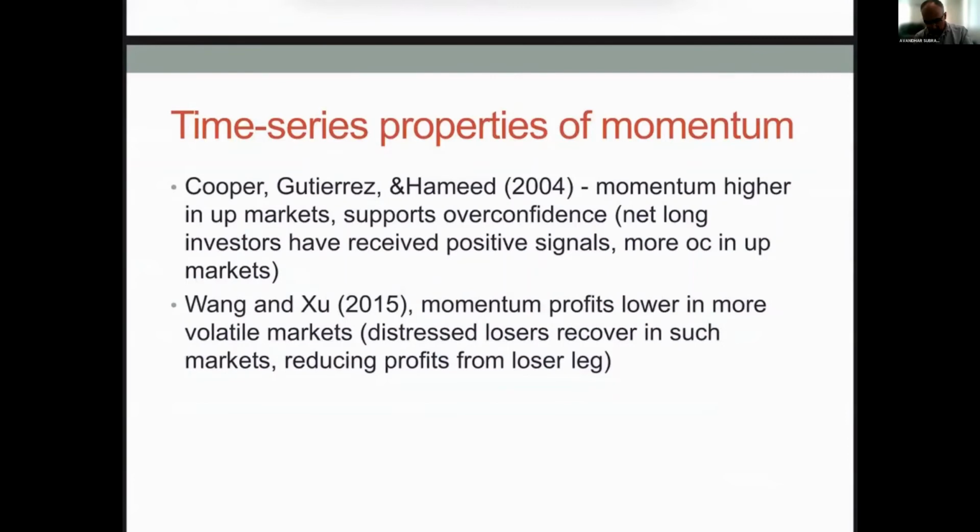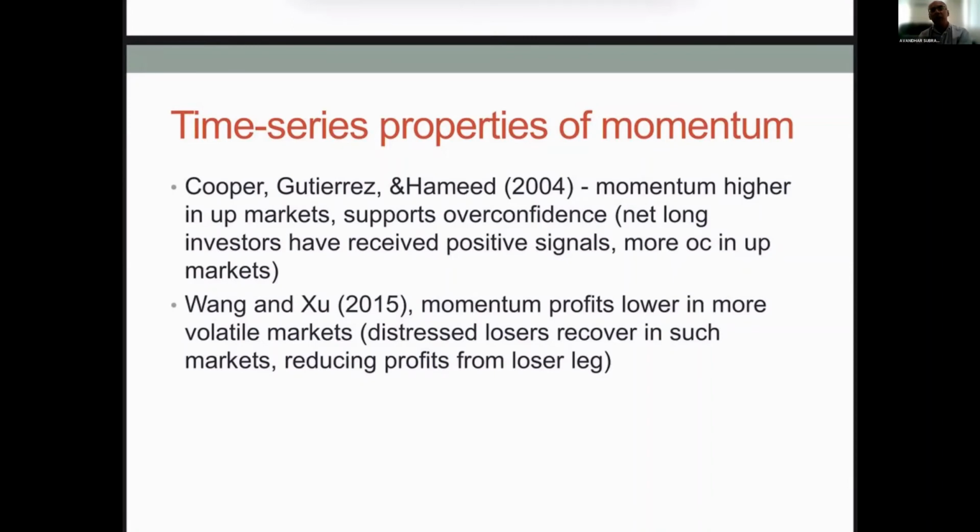In the remaining part of the paper, we do something on time series properties of momentum, where we confirm some findings from early literature out of sample. These three authors, Cooper, Gutierrez, and Hameed, confirmed that momentum applies only in bull markets. Momentum is higher in up markets, but in down markets, it doesn't work. Then Wang and Xu find that momentum profits are lower in more volatile markets. We wanted to see if these results are robust, because these two studies were also conducted for the US data.